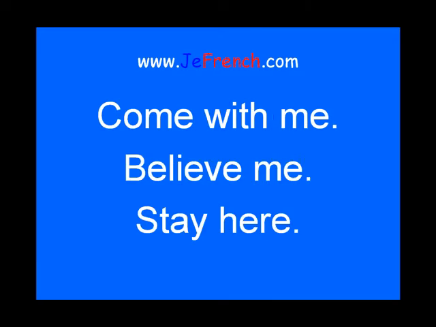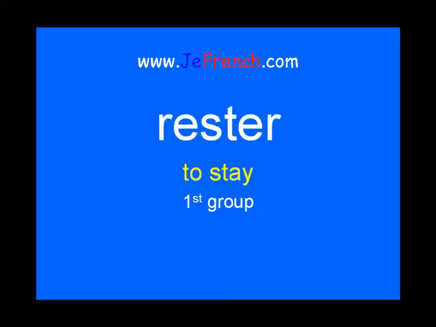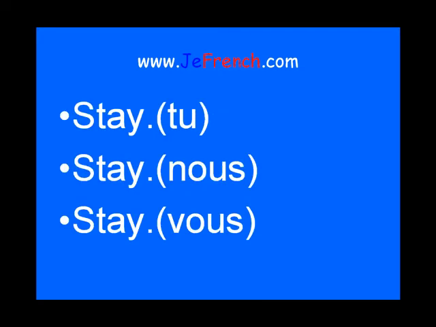L'impératif is what we use to give commands like come with me, believe me, stay here. So let's look at stay here, for example. That's the verb rester, to stay, first group. There are 3 ways to give commands in French. First one is the tu form, if we're talking to one person in a familiar way. The nous form, if we're saying, let's stay here, we're talking to a group, including ourselves. And then the vous form, which could be talking to a group or talking to one person in the formal way.